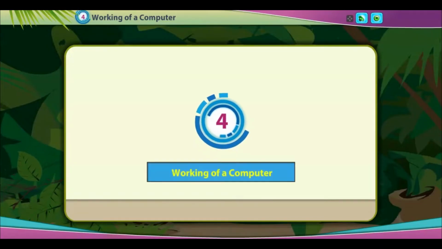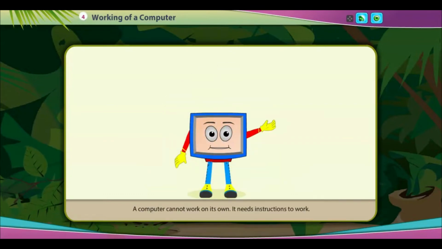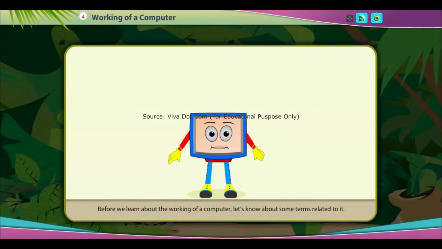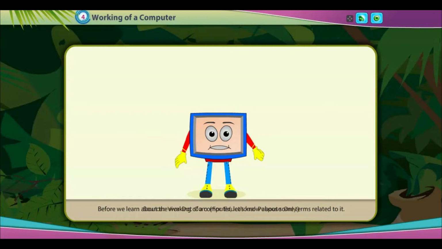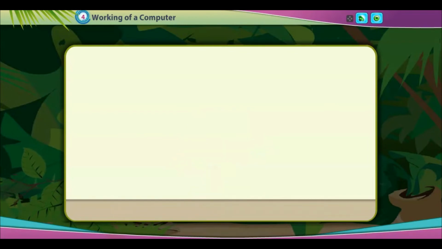Chapter 4. Working of a computer. A computer cannot work on its own. It needs instructions to work. There are certain steps that a computer follows to perform a task. Before we learn about the working of a computer, let's know about some terms related to it.